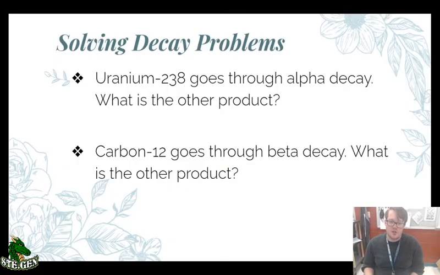So for example, uranium-238 goes through alpha decay. What is the product? Carbon-12 goes through beta decay. What is the other product? And so again, you know that you're going to get an alpha particle, you know that you're going to get a beta particle. So you have to just figure out the other piece.